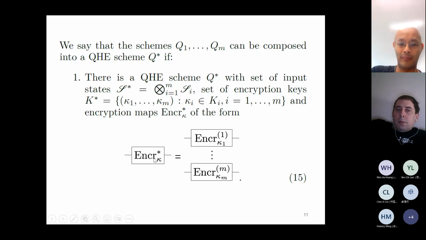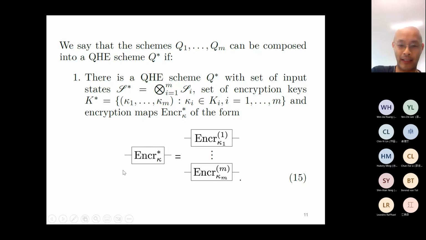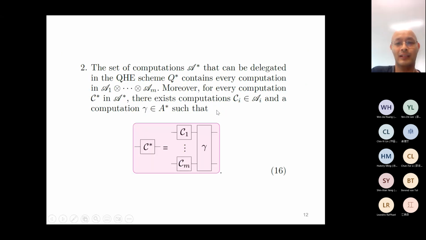We're going to require that the encryption map of the composed channel is just the encryption maps applied independently on each piece, which makes total sense. And then of course, if you do this, then the set of your encryption keys is going to be the tuple kappa 1 to kappa m. Makes sense.